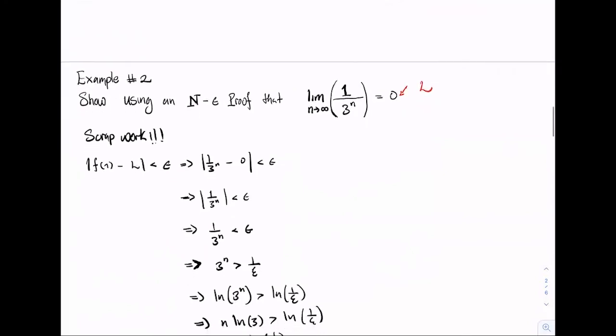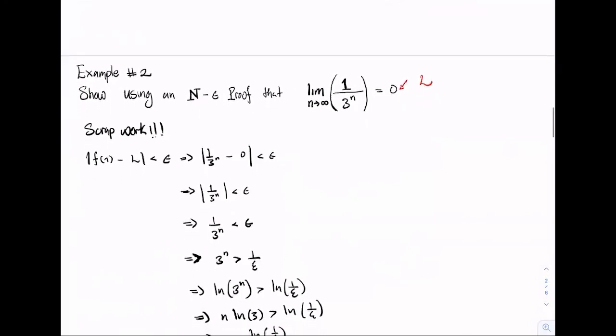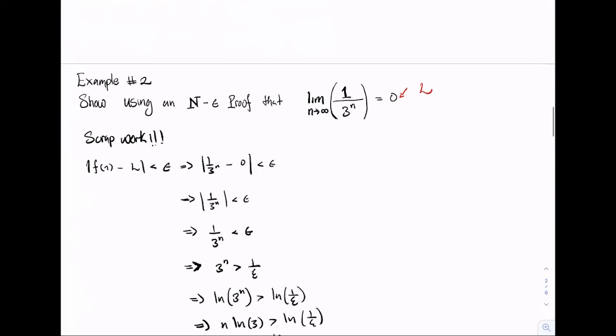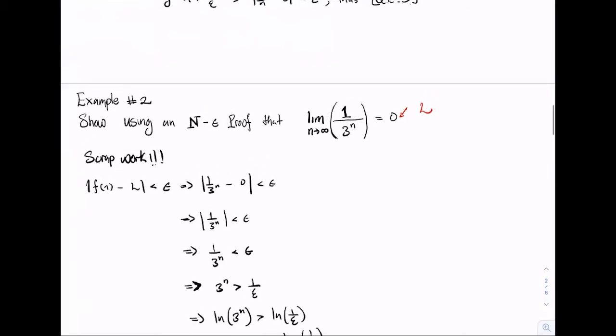Now, notice that epsilon cannot be equal to 0 and epsilon cannot be equal to 1 either, because if we have ln of 1, that would be 0.